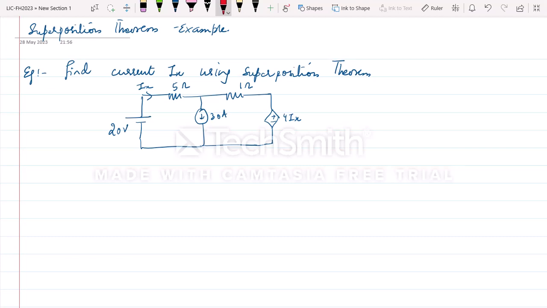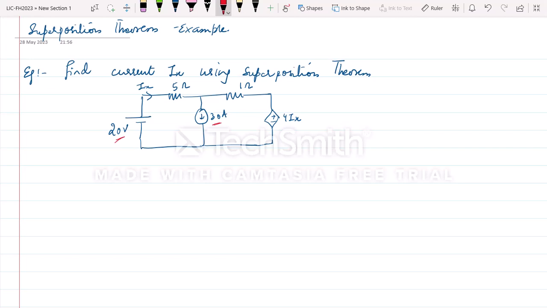Superposition is required when there are a number of independent sources. There are two independent sources here, that is 20 volts and 30 amperes. So what we are going to do is consider only one source at a time and find the current, then the second source and find the current, and in the end add those two currents. The question is: find current Ix using the superposition theorem.